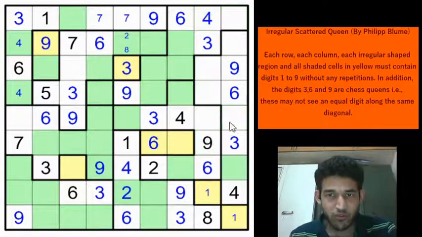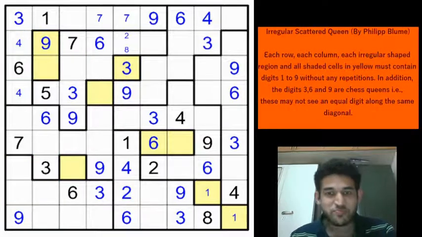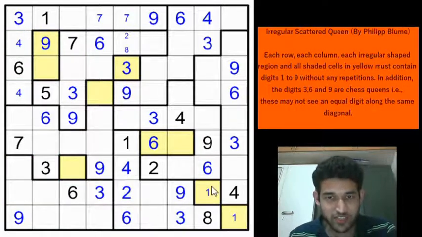So we can remove all the cells which are in green and come to the irregular part. We have still not completed the Sudoku. We have gone only halfway through the Sudoku. So now we have to finish the Sudoku using the irregular part. Hopefully it will be faster.